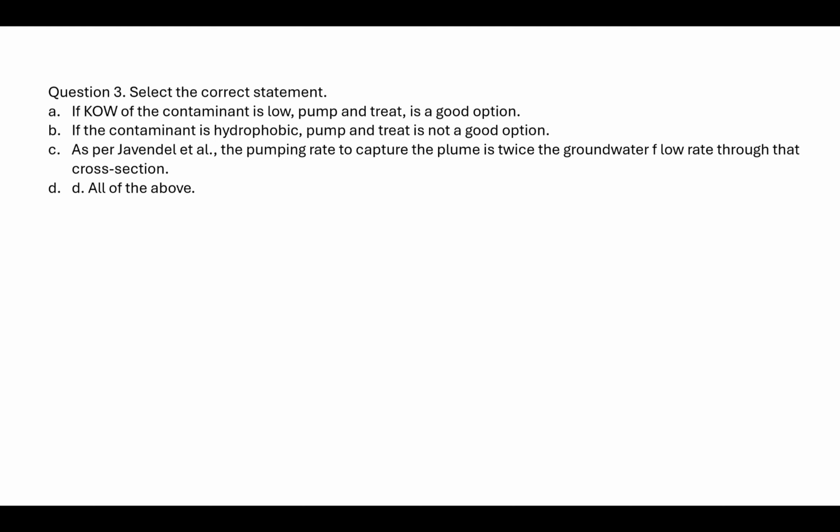So the question is, select the correct statement. First is, if the octanol water partitioning of the contaminant is low, pump and treat is a good option. Next option is, if contaminant is hydrophobic, pump and treat is not a good option. C. As per Zevendel et al., the pumping rate to capture the plume is twice the groundwater flow rate through that cross section. Or D. All of the above. So again, I will give you all 3 minutes. Just take your time and write the option in the chat box, and then we will discuss which of the following are correct.